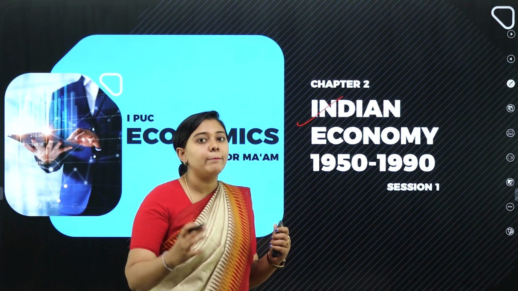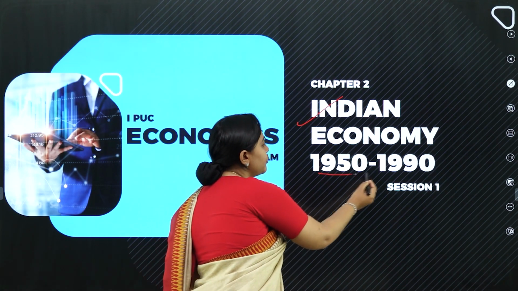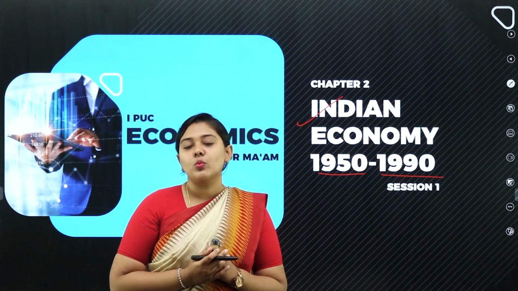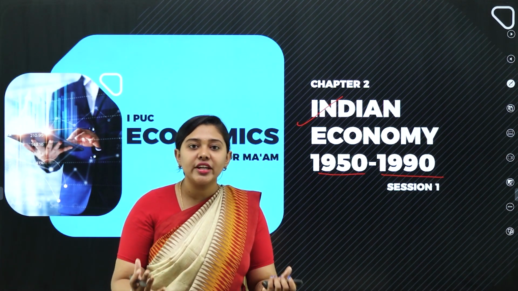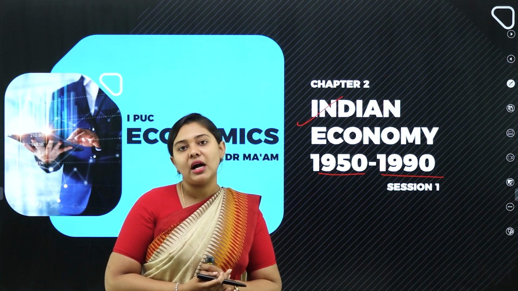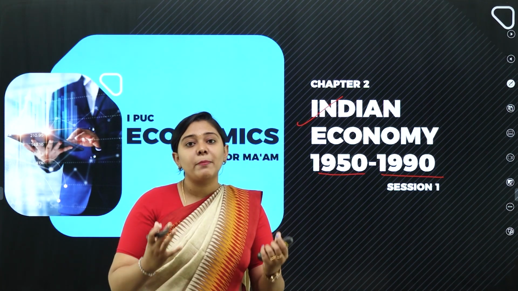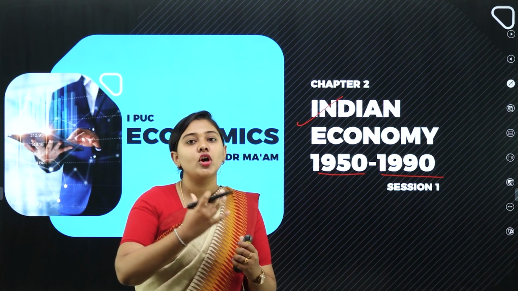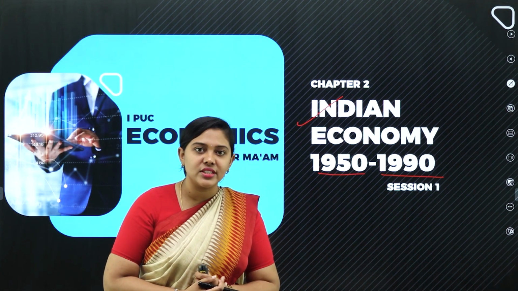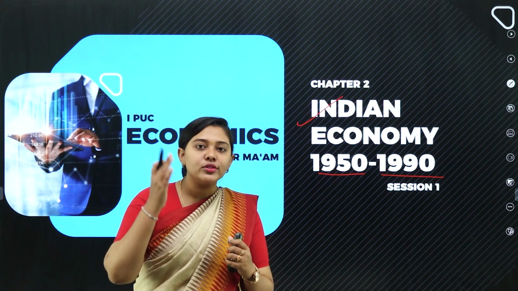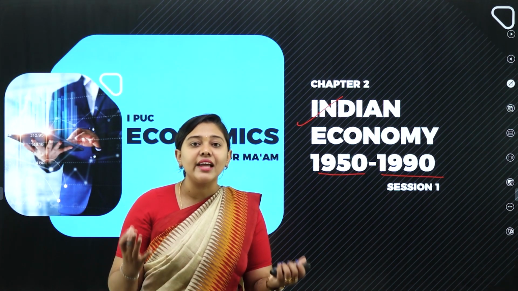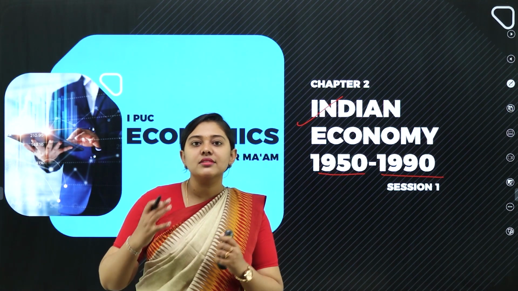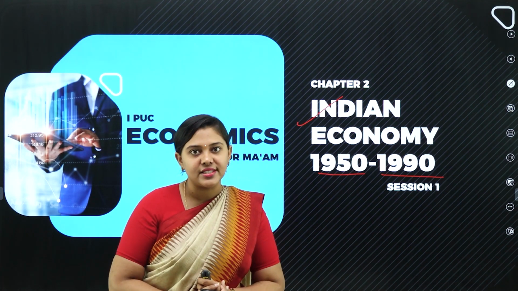In this chapter, mainly during 1950 to 1990, what was the situation we had, what are the government initiatives that they have taken to develop our economy, and during this period, what were the sectoral reforms that we have seen, that is in your agriculture sector and your industrial sector. You will also be learning about the merits and the demerits of our reformed economy. All this topic one by one we will discuss.